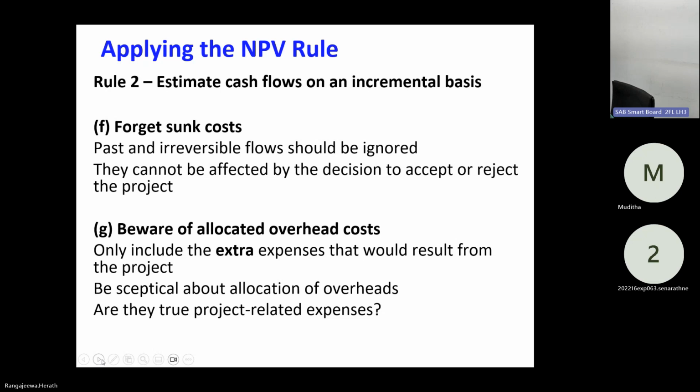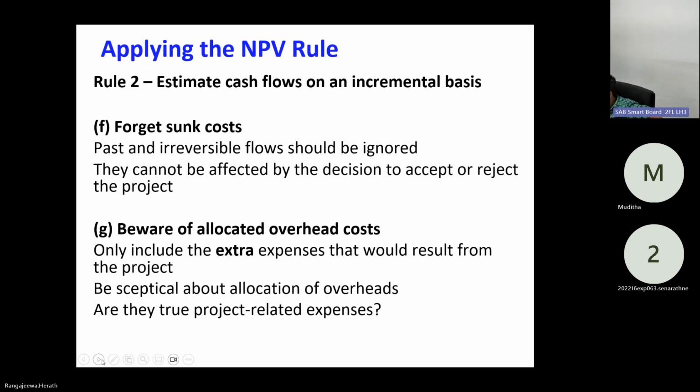Beware of allocated overhead cost. Now, normally the overhead cost is allocated to all divisions of the business. Right? Then when a new project is started, the overhead cost is allocated to it. But that allocated overhead cost is not relevant. Only include extra expenses that would result from the project.